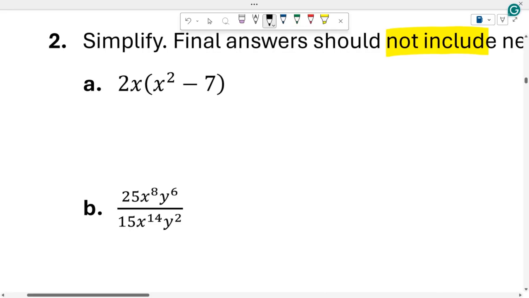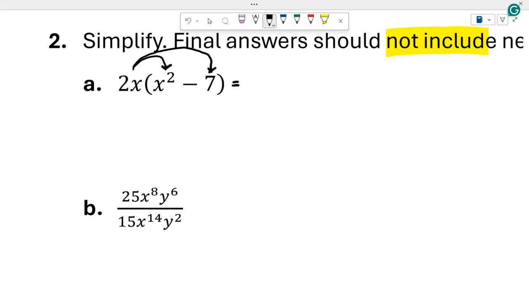2a. So you want to simplify. And in general, when you see the word simplify, more often than not, that means no parentheses. Now, exceptions can be made depending on the problem, right? But for a question like 2a, when it says simplify, it basically just means distribute, right? So this question is kind of reintroducing the distributive property. Just as a reminder, the distributive property basically just says that we're going to take that 2x and multiply it to both terms inside the parentheses.